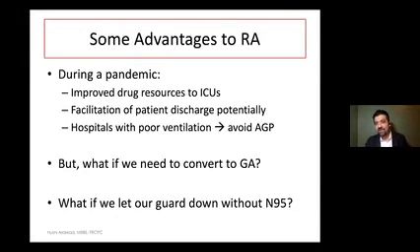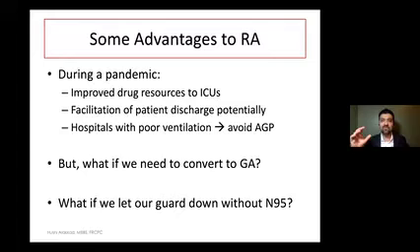What are some of the advantages of a regional anesthetic during this pandemic? Well, in many countries, they ran short of drugs, especially propofol in the ICU. So there's improved drug resources to ICU. We don't have to use as much in the OR. Potentially facilitation of patient discharge. So if they don't need to be in the hospital, you just block them, and once they regain their sensory motor function, just discharge them home as soon as possible.